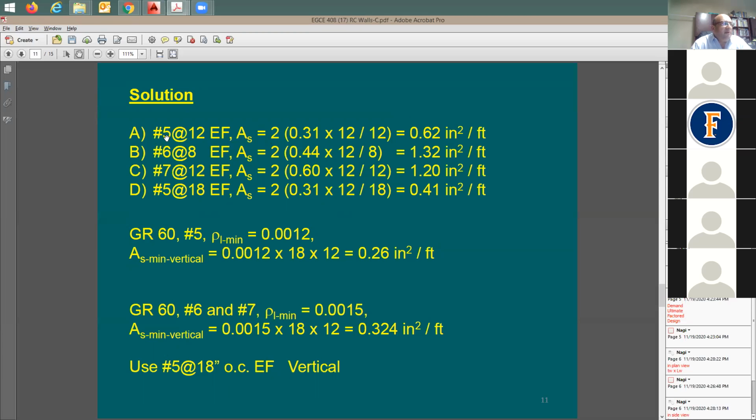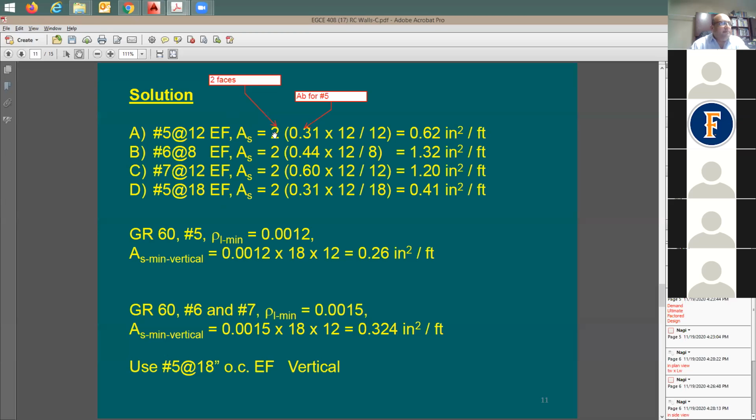One number 5 has a cross-section area of 0.31. So you see, what is that? This is going to be A_b for number 5. One rebar has a cross-section area of 0.31. Why do I have this 2? I have this 2 because I have each face, two faces, right? It says here each face, so I need to multiply by 2 because I have 2 rebars.